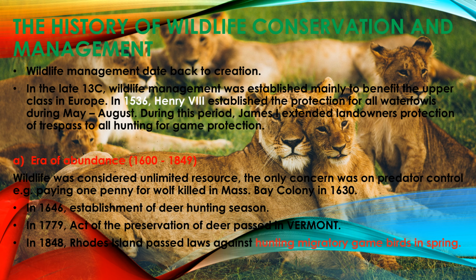So to understand best the history of wildlife conservation, we're going to break it down into eras. The first era is the era of abundance, which was during 1600 to 1849. During this period, wildlife was considered an unlimited resource. The only concern then was on predator control, for example, paying 1 penny for a wolf killed in mass.